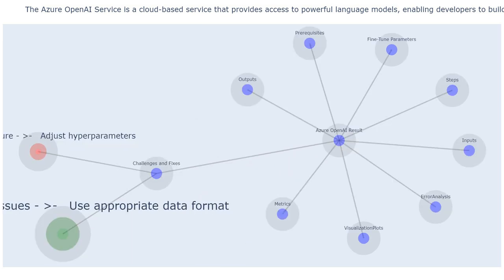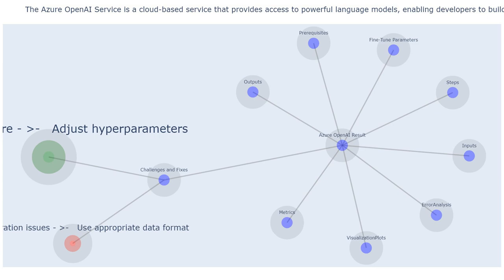Data preparation issues can arise from inconsistencies or improper formatting in the training data, impacting the model's learning process. Using an appropriate data format, such as JSON or CSV, is crucial.